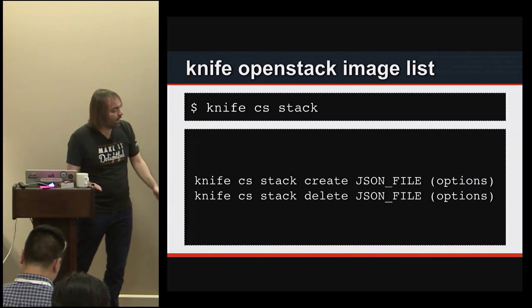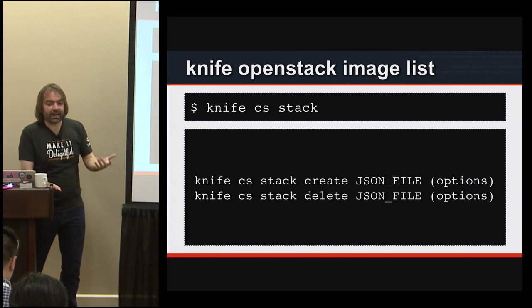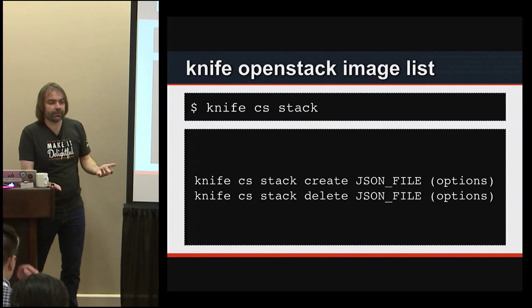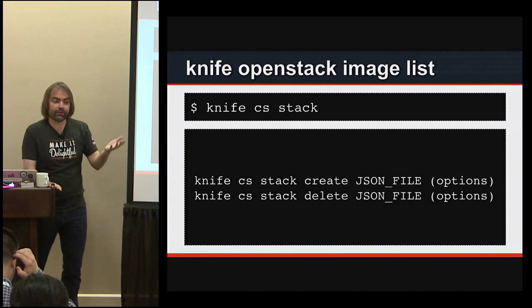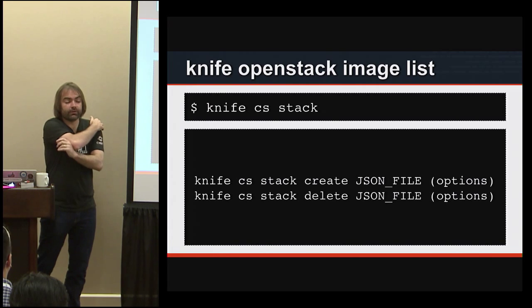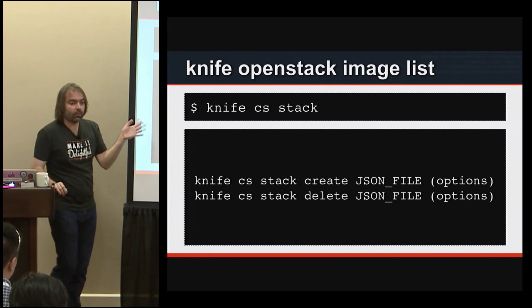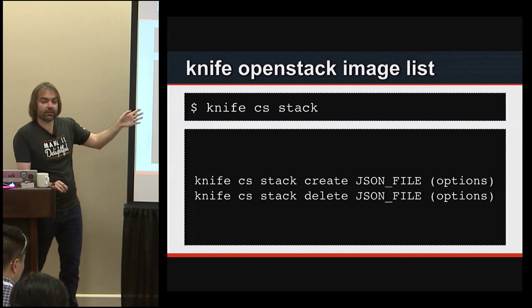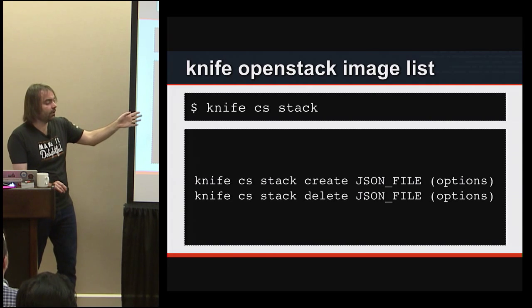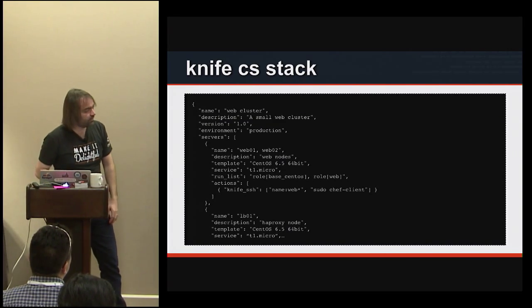And then the other really awesome thing is that if there's a stack of servers that you want to create, so more than one server like we just did, where we created three or four servers one by one, you can create them all at once. Knife CS is the only knife plugin that I know of that has this functionality: you can create a stack of servers. You specify it in a JSON file.